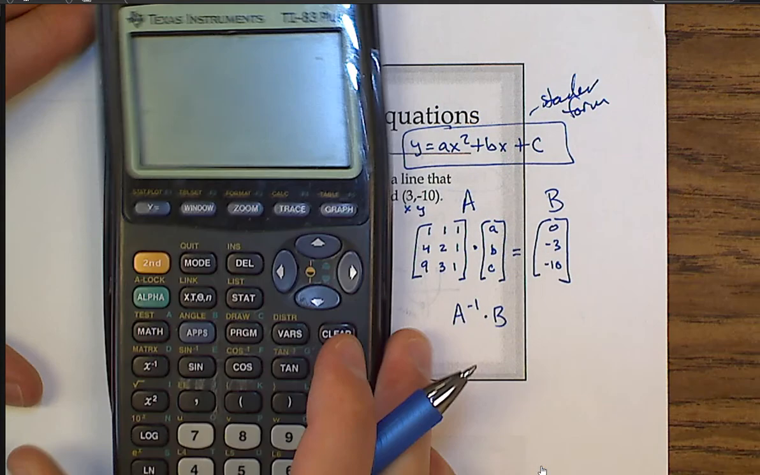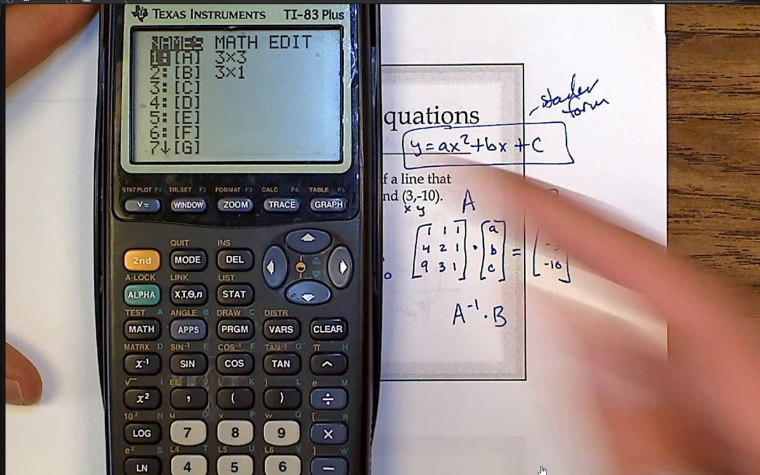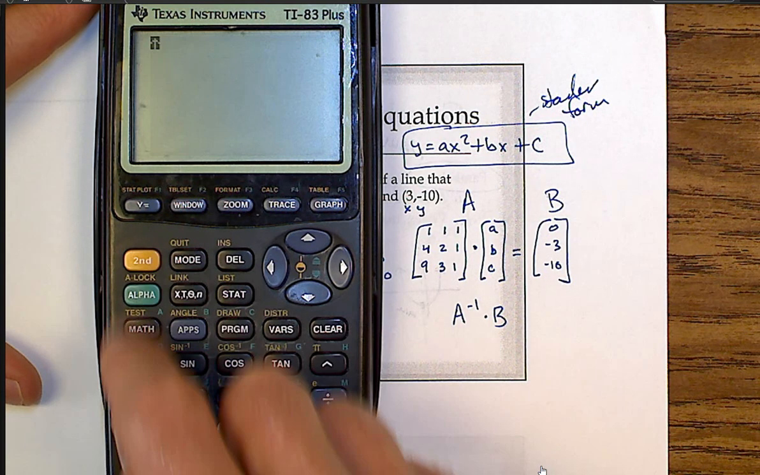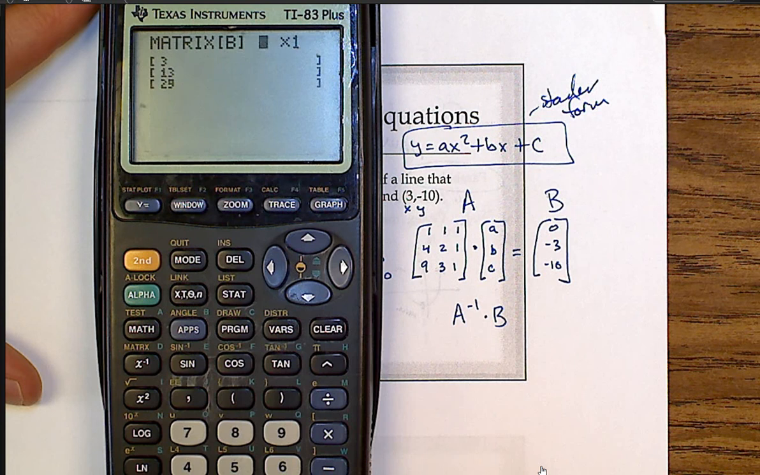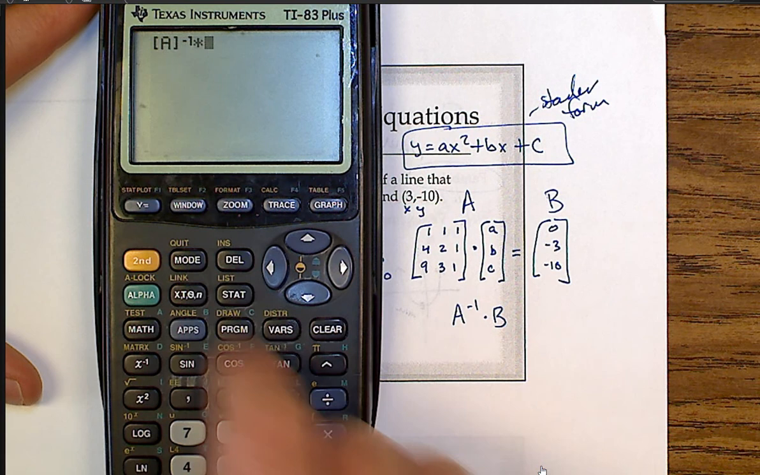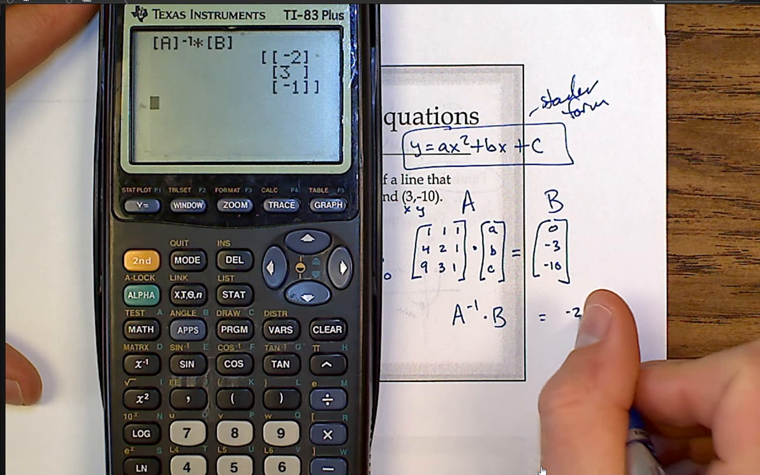So let's take out the calculator here, and let's plug these in. Second matrix. Again, you don't need to go to C and D. Just go over to edit. You want to edit this 3 by 3. Plug in the new numbers. 1, 1, 1, 4, 2, 1, 9, 3, 1. Second matrix. Edit matrix B, which is also a 3 by 1. And I have 0, -3, -10. Second matrix, matrix A, inverse, times second matrix B equals, and I get -2, 3, -1.